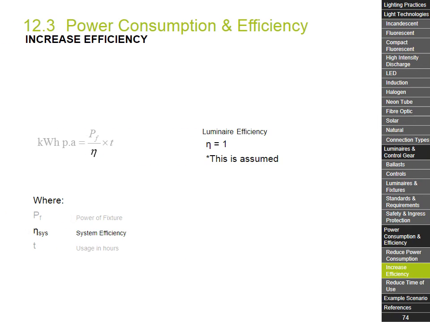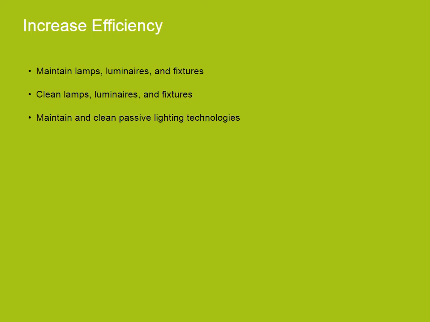Efficiencies in lighting are generally negligible and are often assumed to be equal to 1. However, maintenance of lights and passive lighting technologies can in many cases reduce the need for additional lighting. The proper upkeep of lighting fixtures, lamps, and luminaires won't necessarily improve the energy efficiency of the lighting system, but it will improve light levels, which may mitigate the need for additional lighting.